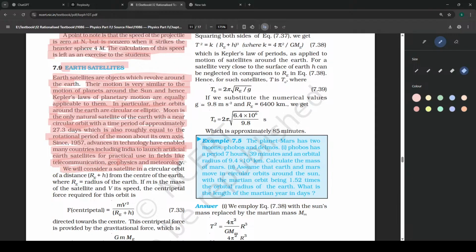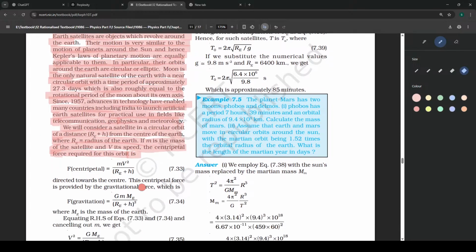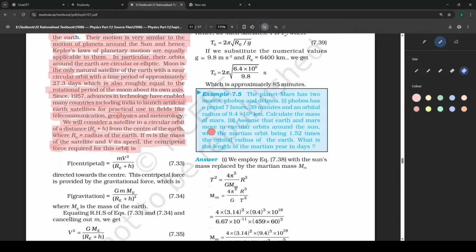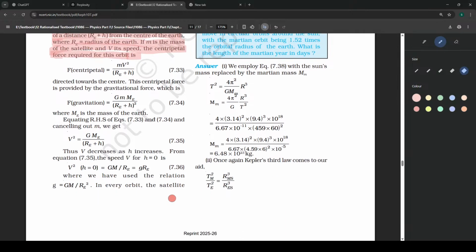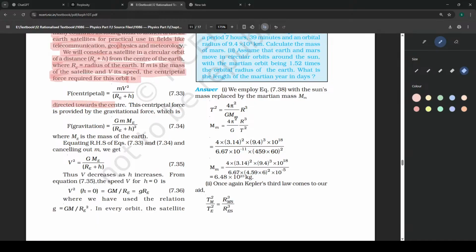We will consider a satellite in a circular orbit at a distance RE plus h from the center of Earth, where RE is the radius of Earth. If m is the mass of the satellite and v is its speed, the centripetal force required for this orbit is mv square by r, where the magnitude of the position vector is RE plus h, directed towards the center. This centripetal force is provided by the gravitational force.